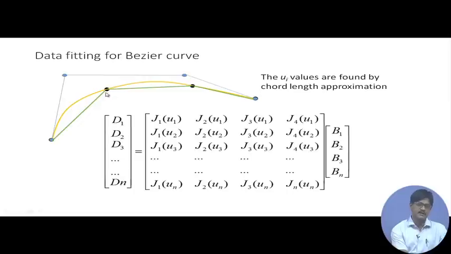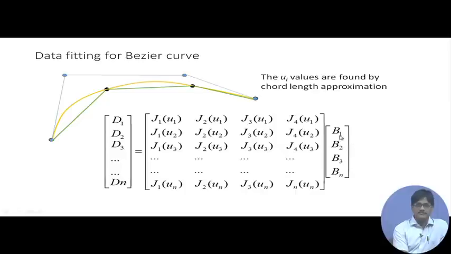Instead of taking arc lengths, that means length along the curve, we will take the chord lengths this way and approximate the value of u1, u2, u3, like that. This is called chord length approximation. So far so good. Therefore, I can have numbers against all these terms. This part of the problem is solved.